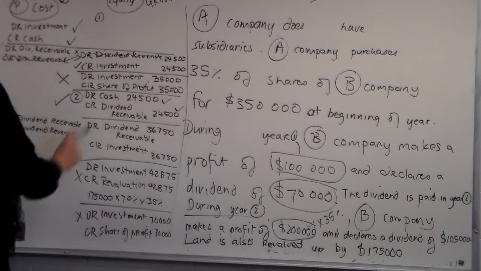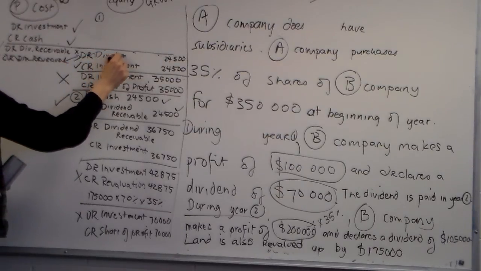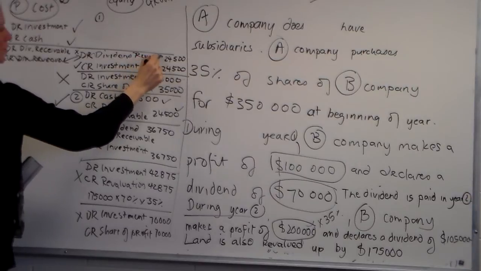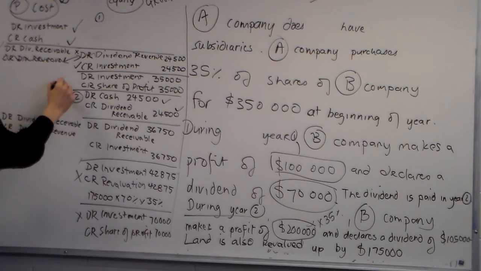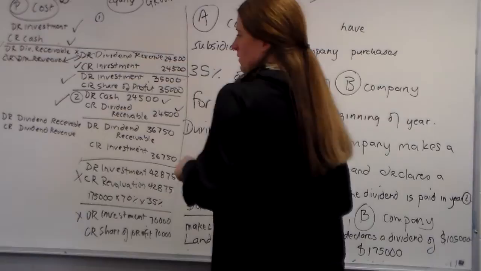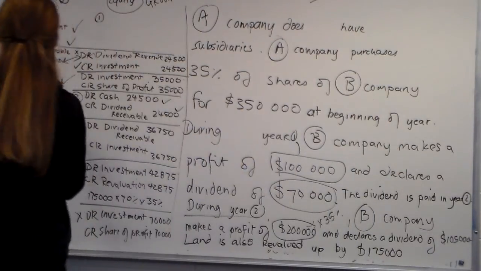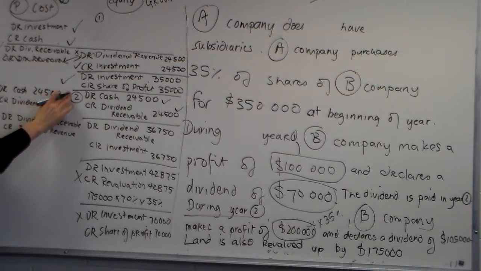Okay, so you're all happy that the first journal entry we're going to do for the group is this one here, debit dividend revenue and credit investment. Right, you happy with that? This one here, do we need this one? Yes, we do. Why? Because it hasn't been done yet. This one here has actually been done. That would have been done under the cost method, wouldn't it? When we received the money, under the cost method, we would have done this journal entry. Yeah? Okay.